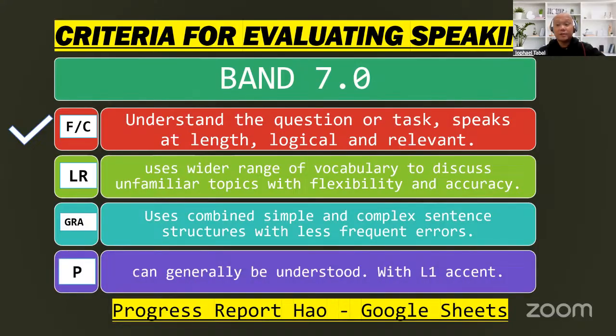And finally, for pronunciation, the candidate must be generally understood, or in other words, he or she must have a reduced local accent or no local accent, L1 accent. L1 means first language accent.